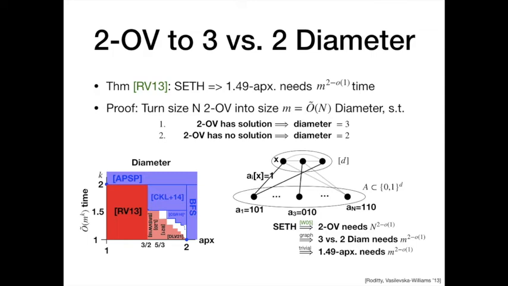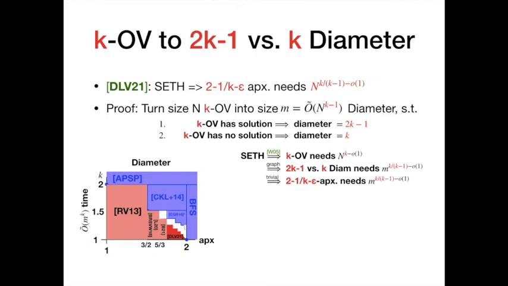To get larger approximation ratio hardness, instead of reducing from 2OV, we reduce from KOV. So for the better than 5/3 hardness, we reduce from 3OV. For the next one, we reduce from 4OV. And in general, we reduce from KOV. And that's how we get our general results. So again, the result is SETH implies that a better than 2 minus 1 over k minus epsilon approximation of diameter needs n to the k over k minus 1 time.